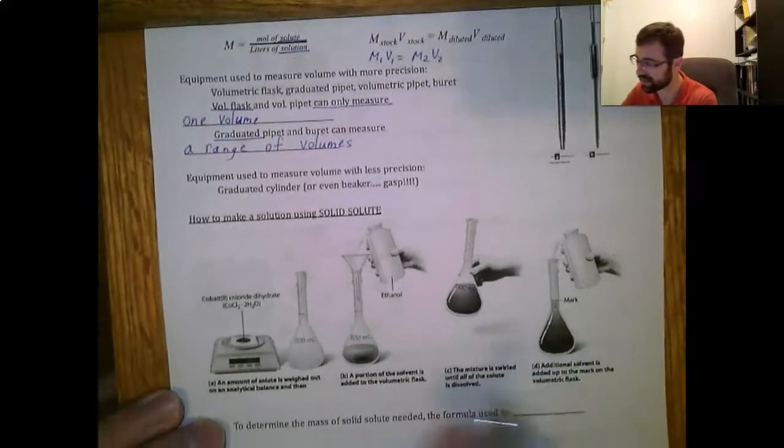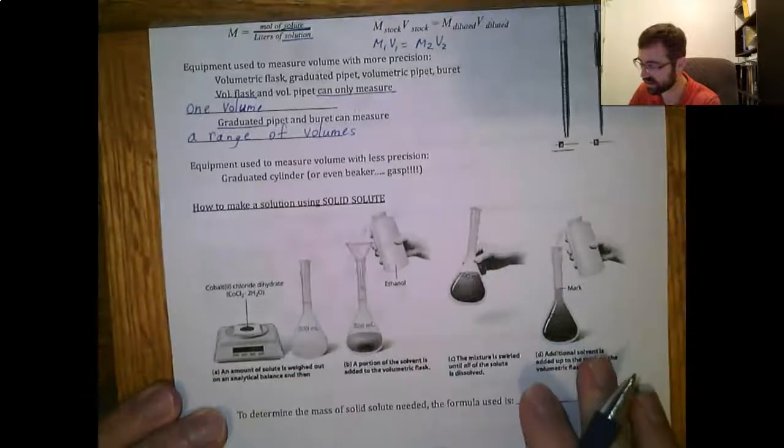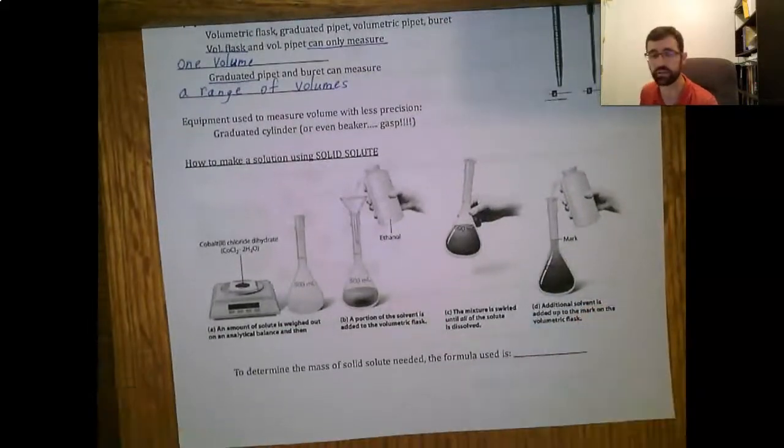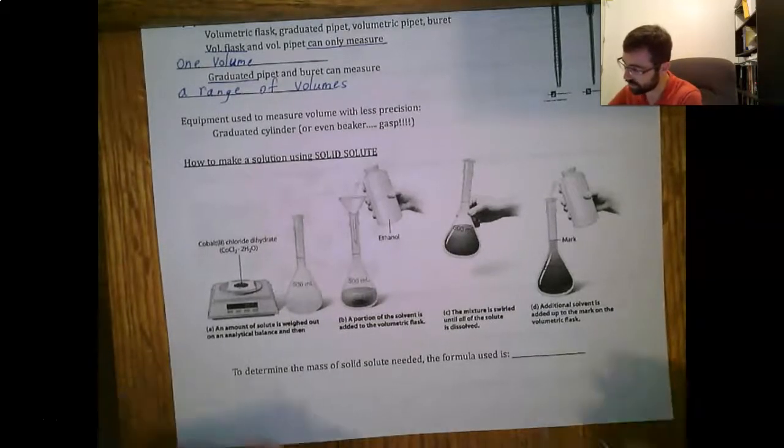All right, how to make a solution using a solid solute. So the first thing we have to do is find out how much of everything that we need, okay? So we need to use this formula.